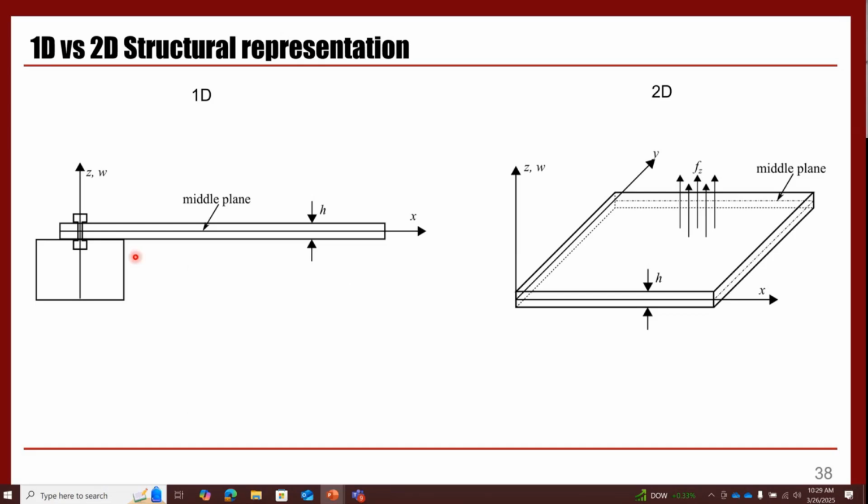For the 1D that we talked about, there's just one in-plane deformation, just the X in the X-axis. But for the 2D system, we have two in-plane deformations and one out of plane. So we have the X and the Y. So it's a much more complicated system compared to the 1D.